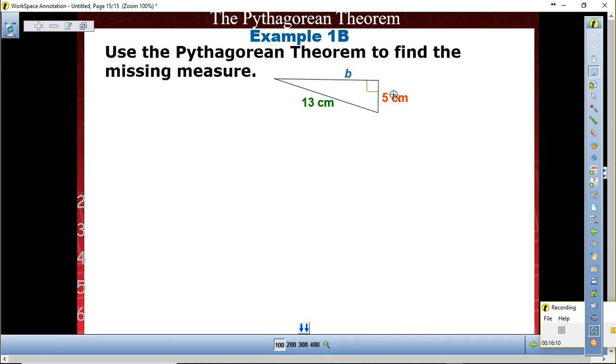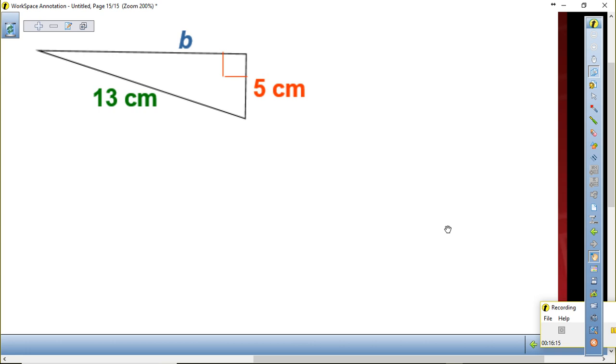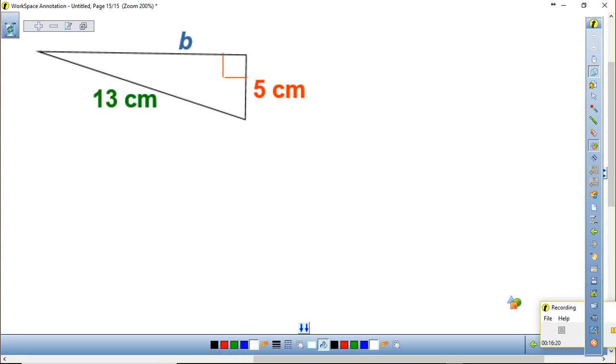I'm going to go over the process to make sure that we have all the steps the way you wrote them down on your Cornell notes. You wrote the steps down by yourself, right? Okay, good. Example 1B, and copy that triangle exactly how it is. Everybody done? All right, here we go.